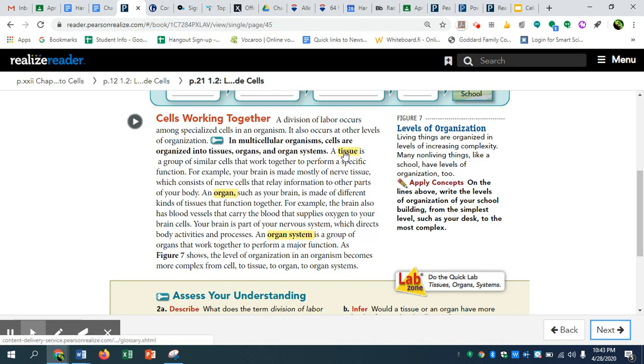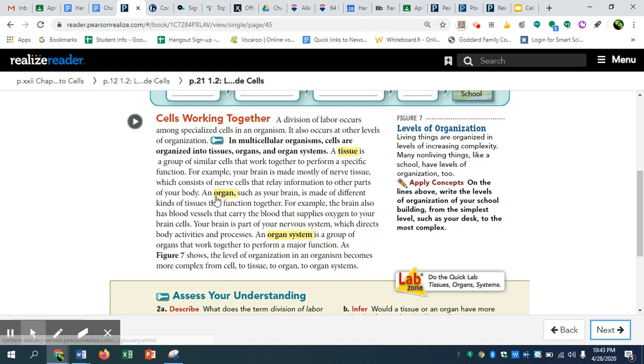A tissue is a group of similar cells that work together to perform a specific function. So, for example, your brain is made up of nerve tissue. So, there's all these cells that come together that perform a certain function, and those cells make up brain tissue, nerve tissue.